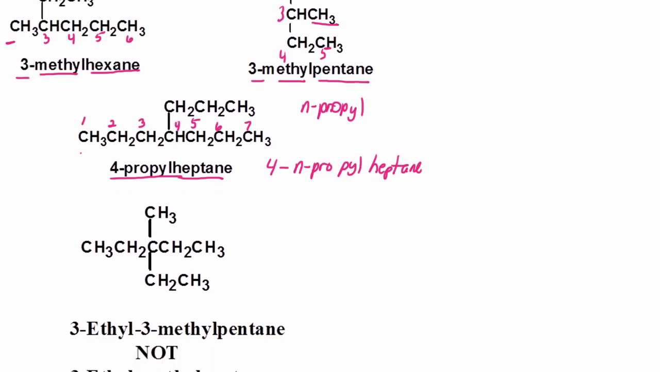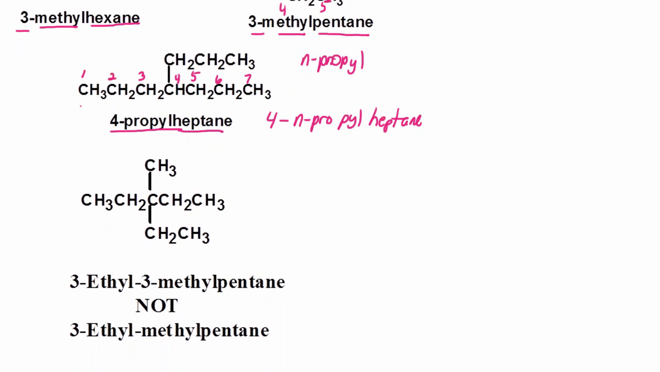Let's go to this other one here, and let's find the longest continuous chain. It looks like it's 5. So we have a pentane. And on carbon number 3, what we have is a methyl group and an ethyl group. Okay, so I have 3-methyl, 3-ethyl. Ethyl has alphabetical priority. It comes first. So we have 3-ethyl-3-methylpentane.